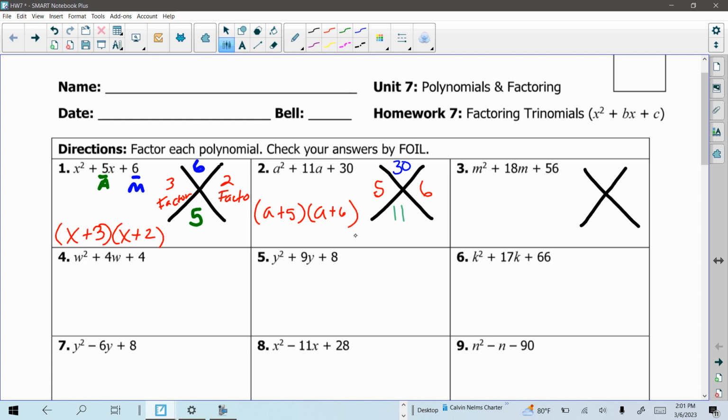Now, a couple things we talked about too is how the last term ends versus the middle term. Because if it's a positive last term, like this is 56, our last term is 56, our middle term is 8. If I see 2 positives here, then I have to have 2 positive answers to give me 56.